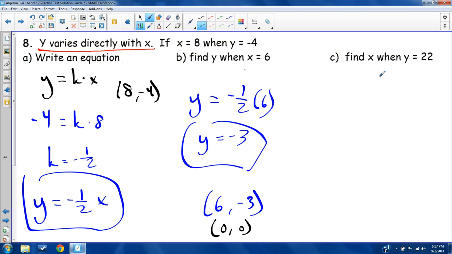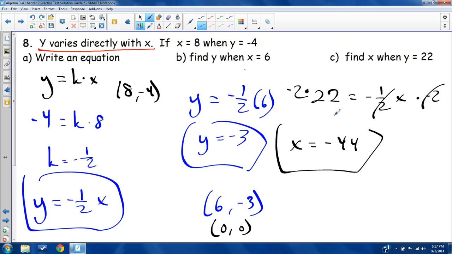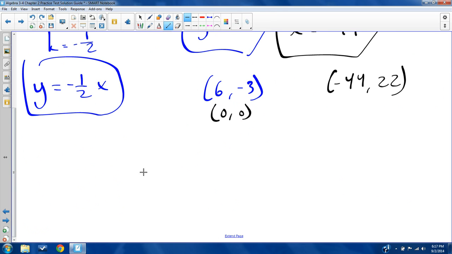And find X when Y equals 22. Same idea. Plug in 22 for Y. Okay, hopefully you know how to divide by negative 1/2 or multiply both sides by negative 2. Cancels. You get X equals negative 44. So there's another point on your graph. Negative 44 comma 22. Okay, so that direct variation thing, it's super important as far as understanding what it means.